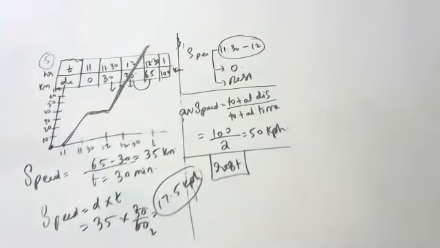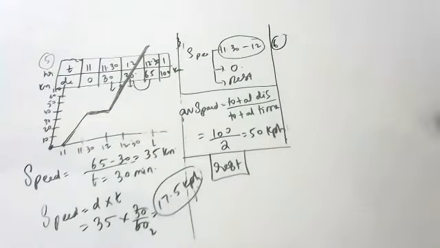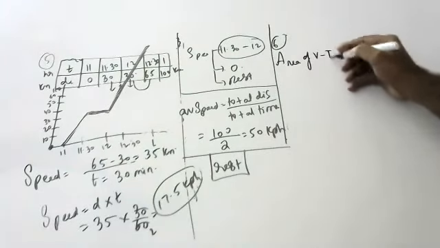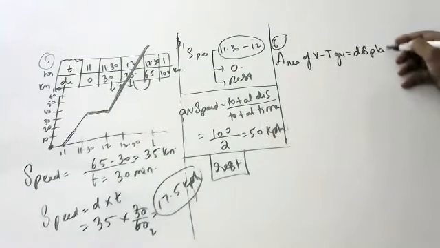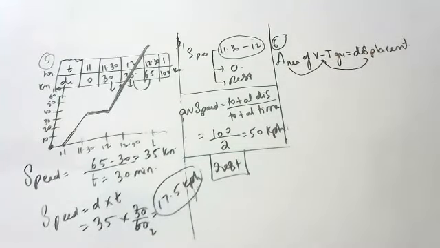Next question. Name the quantity which is measured by the area under the VT graph. What does the area of a VT graph give? Displacement. I told you many times, children, try to remember. Area of VT graph gives displacement.